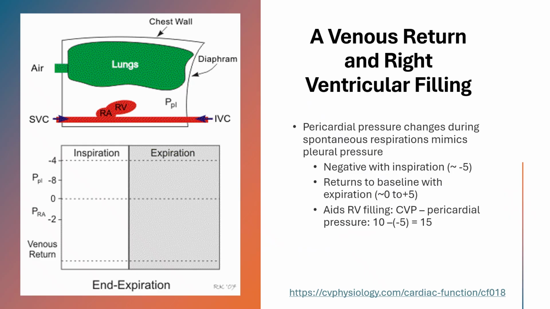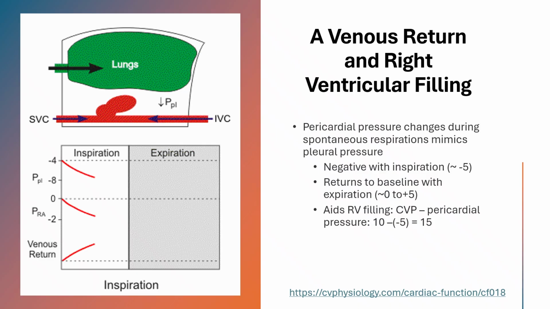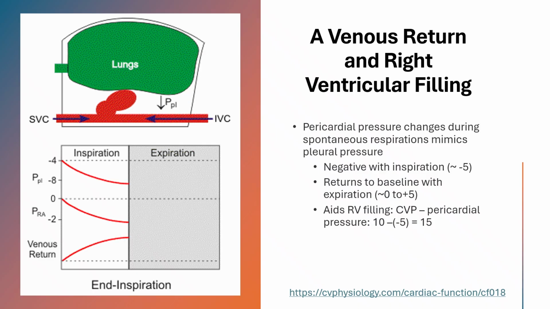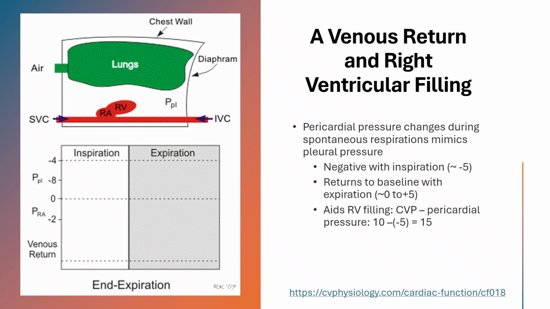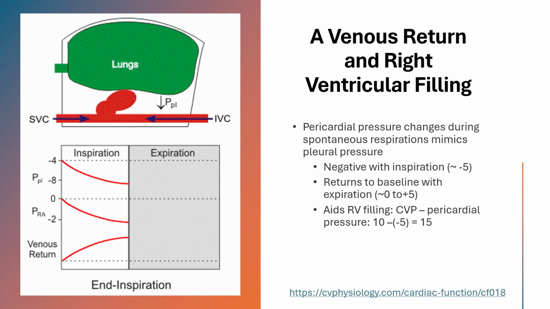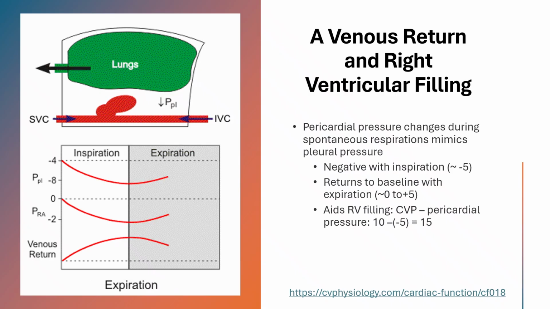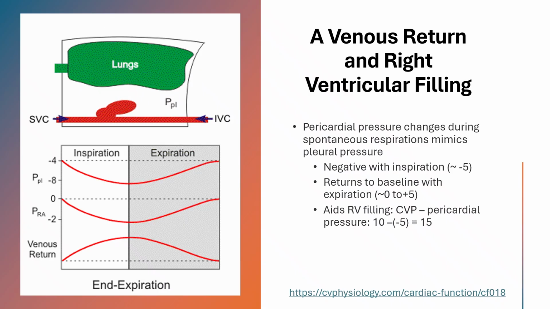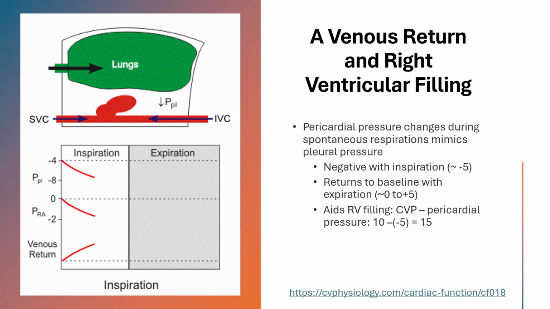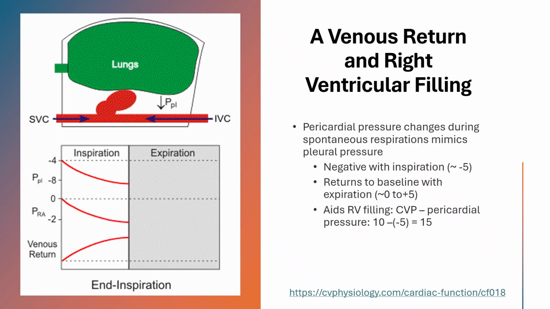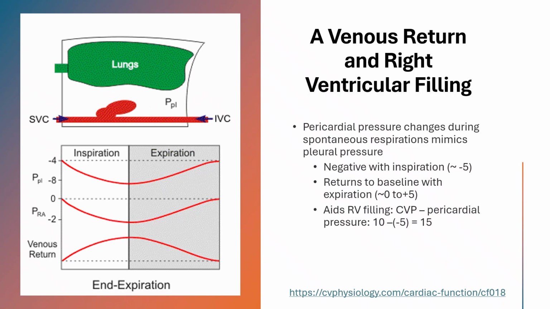Let's discuss the role of pericardium for venous return and right ventricular filling. Pericardial pressure under normal circumstances mimics pleural pressures. They become negative with inspiration and go back to baseline during exhalation. Normal pericardium aids right ventricular filling. Let's understand how. For example, our CVP is 10 and inspiratory pericardial pressure is -5. So 10 minus -5 equals 15 millimeters of mercury, which is the gradient for right ventricular filling.